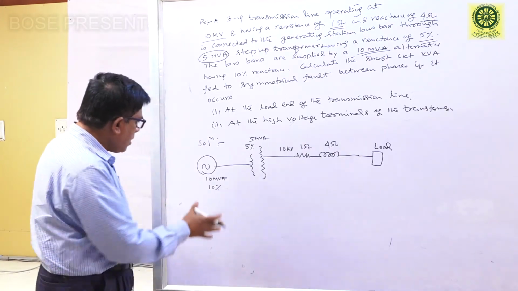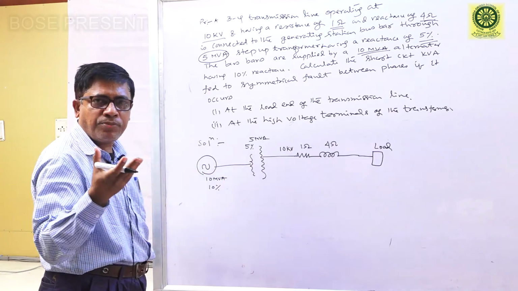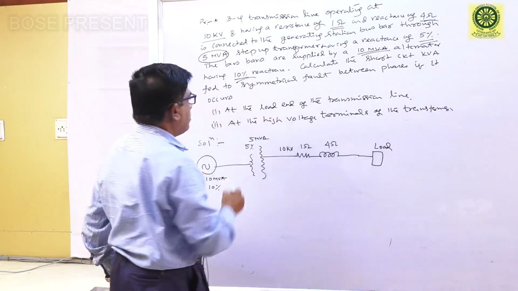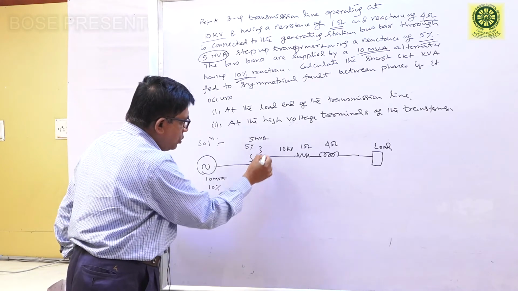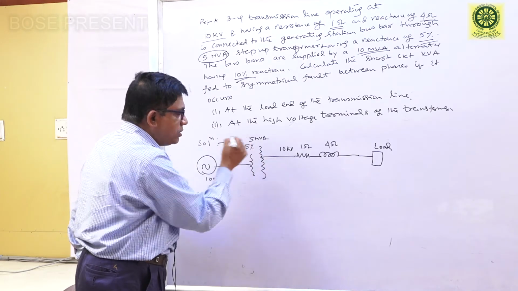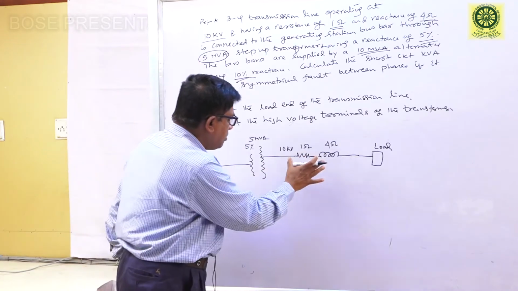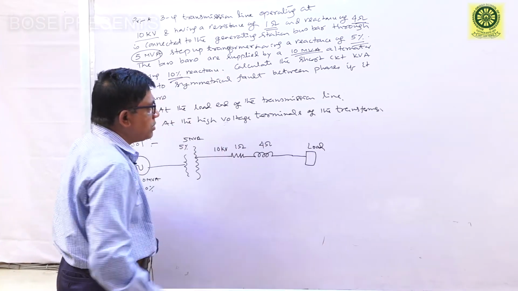The capacity of the alternator is 10 MVA. What is the percentage of reactance? 10%. And the transformer is a step-up transformer. This is your step-up side. Its capacity is 5 MVA, percent reactance is 5%. And this is your transmission line having 1 ohm resistance, 4 ohm reactance. And this is your 10 kV.